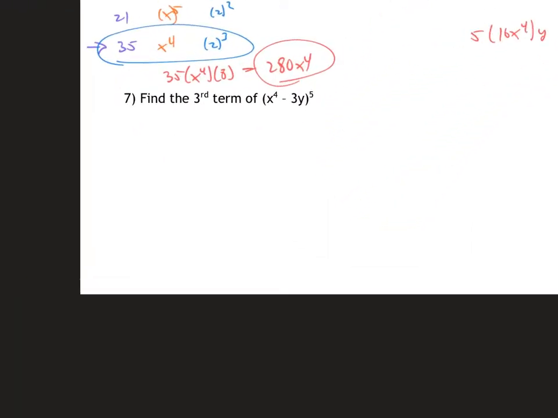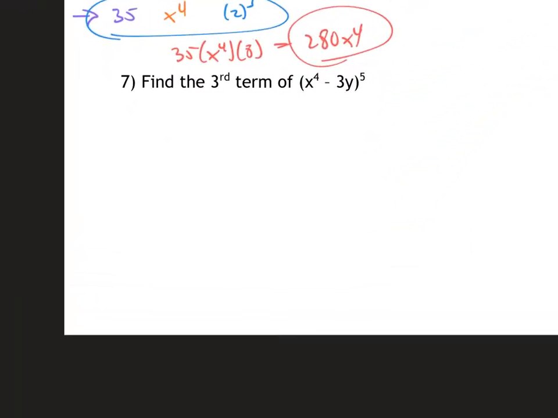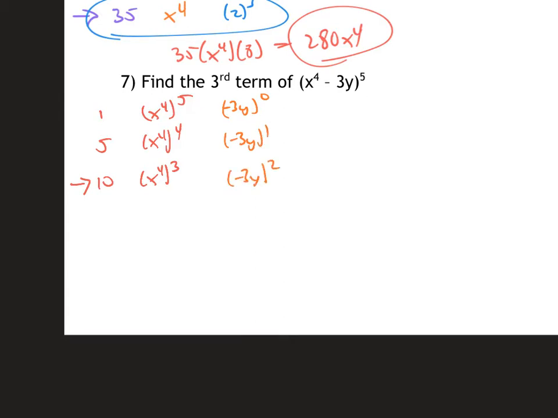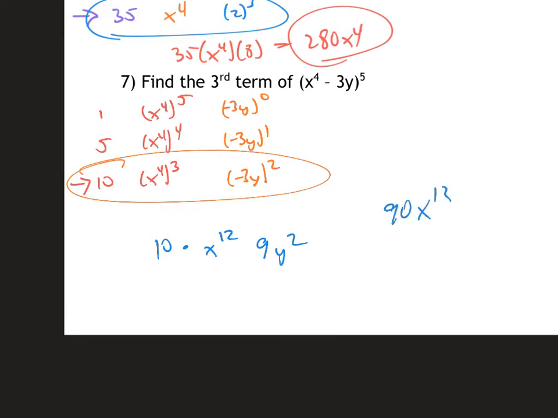Last one in binomial expansion, find the third term of this. So 1, 5, 10, that's the one I want. So x to the 4th to the 5th. And then I got negative 3y to the 0, negative 3y to the 1st, negative 3y squared. So let's simplify all of this. So I got 10 times, power of a power multiplies, so x to the 12th. Negative 3 times negative 3 is positive 9. So I get 90 x to the 12th y squared is my solution here.